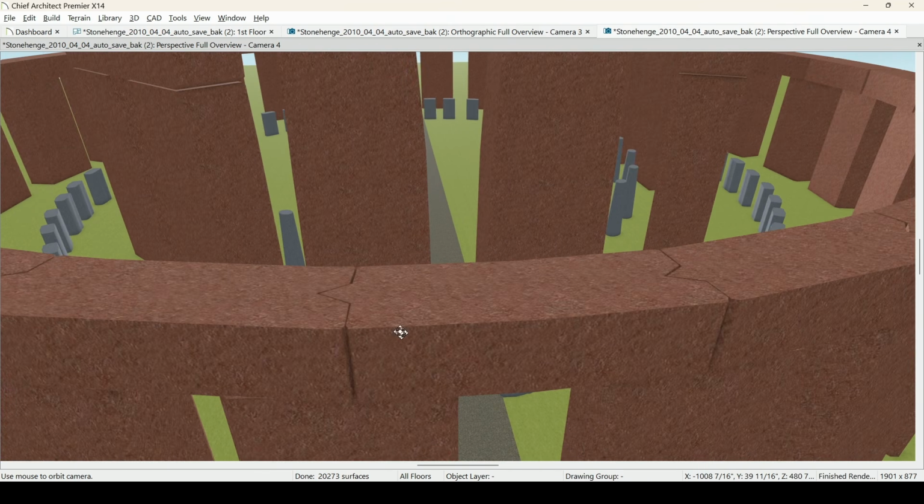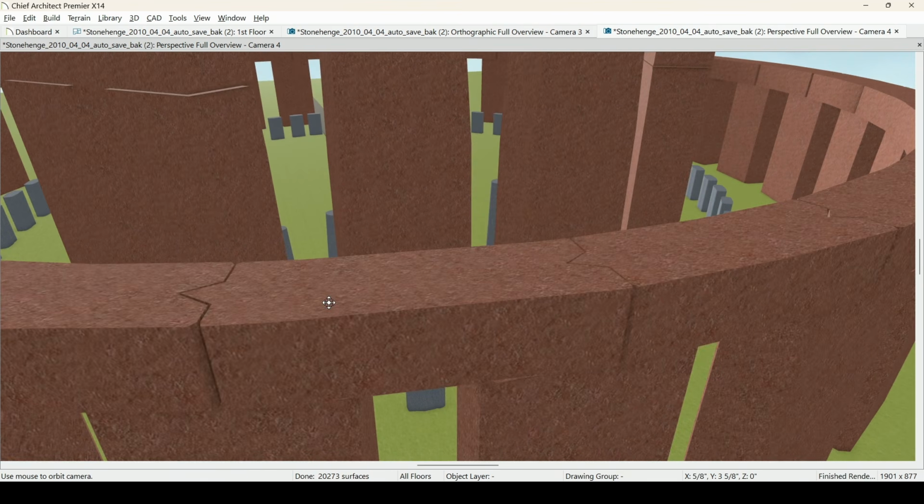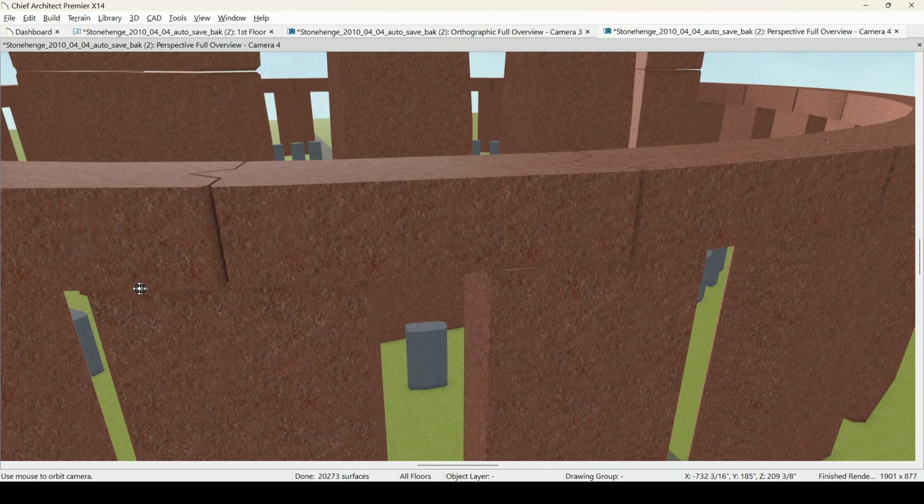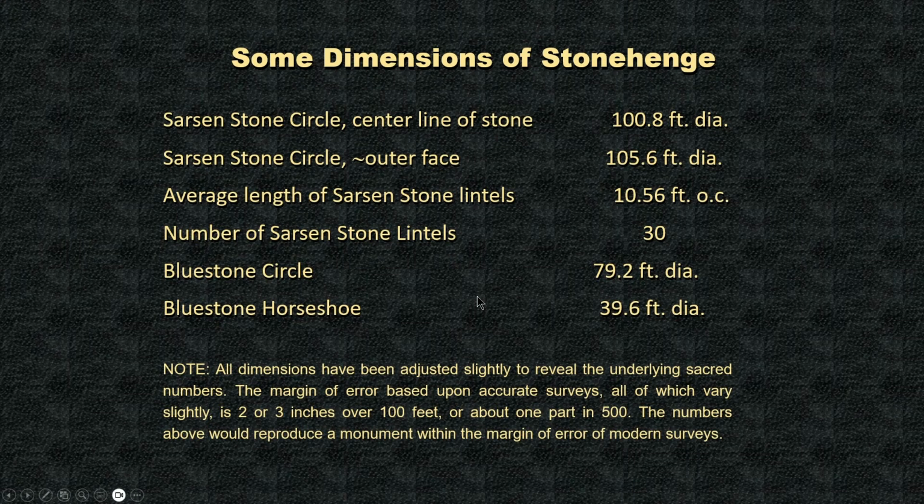You can see here that the lintel stones are mortised and tenoned together like this. And we know that because we've seen it in the remaining ones. We actually see this mortise and tenon effect, this tongue and groove effect, that you see recreated in the model. Okay, let's see if we can navigate our way back to our PowerPoint. And there we are.